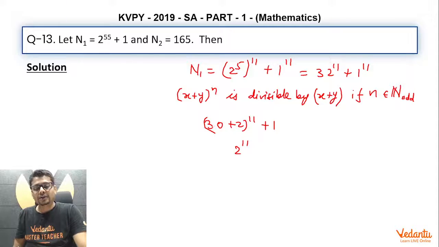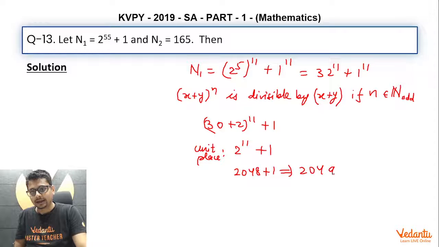Why? Because in all the other terms, if you see again by binomial expansion, 30 would have at least 1 power. That means there will be 0 at the unit place. So the unit place digit would be decided by 2 to the power 11, the last term in the expansion of this binomial. And plus 1 of course would be there. So if I'm looking for the unit place digit, I would be considering 2 to the power 11 plus 1. 2 to the power 10 is 1024, 2 to the power 11 is 2048, plus 1. So what you get is 2049. So that means 9 is the unit place digit of n1.